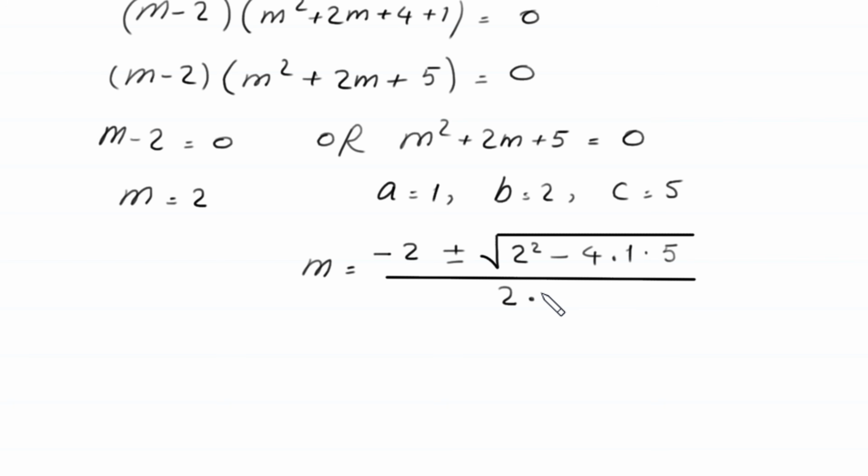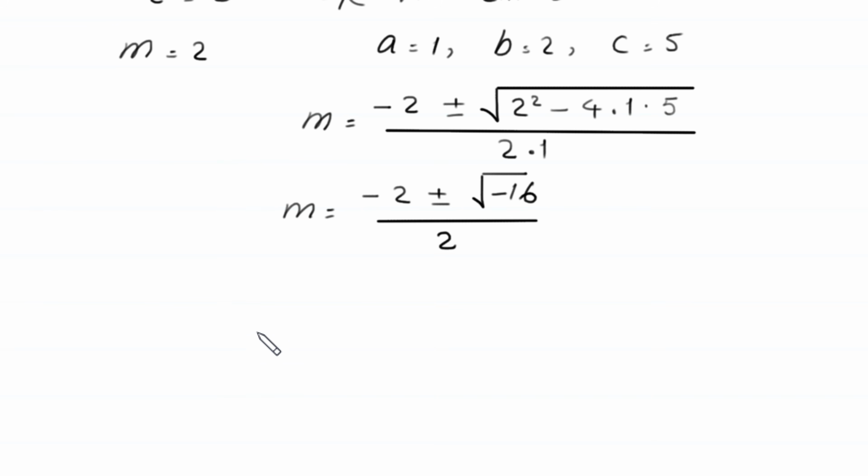divided by 2 times value of a 1, and m is equal to negative 2 plus or minus square root of, this 2 squared is 4, and negative 4 times 1 times 5 is negative 20. 4 minus 20, negative 16, divided by 2 times 1, 2. Next, m is equal to negative 2 plus or minus.